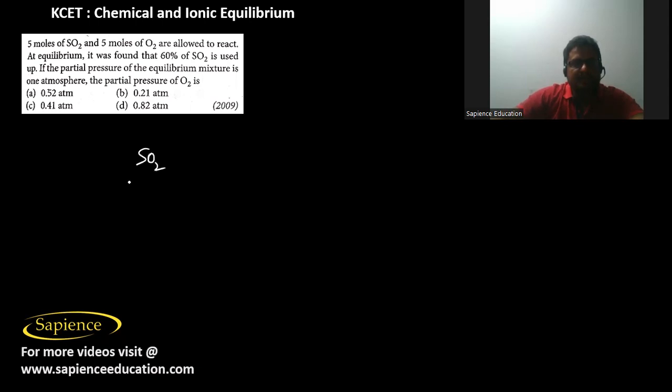And here it is told 5 moles of SO2 and 5 moles of O2 are allowed to react. At equilibrium, it was found that 60% of SO2 is used up. If the partial pressure of the equilibrium mixture is 1 atmosphere, the partial pressure of O2 is? So here SO2 plus O2 will give me SO3.